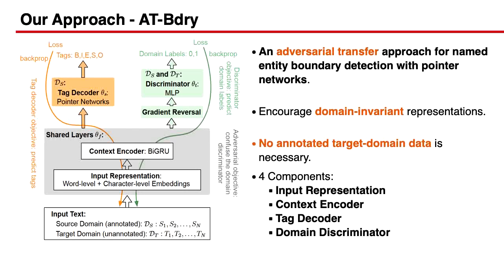In this paper, we propose AT-Bdry, an adversarial transfer approach for named entity boundary detection with pointer networks. The left side figure shows the architecture of our approach, which consists of 4 components: input representation, context encoder, tag decoder, and domain discriminator. The input representation in our model consists of character level and word level representations. In the context encoder layer, we use a bidirectional GRU network to memorize past and future information in the input sequence. In the tag decoder layer, we integrate a pointer mechanism into a sequence labeling framework. The aim of the domain discriminator is to encourage domain invariant representations. It is worth mentioning that no annotated target domain data is necessary in our framework.